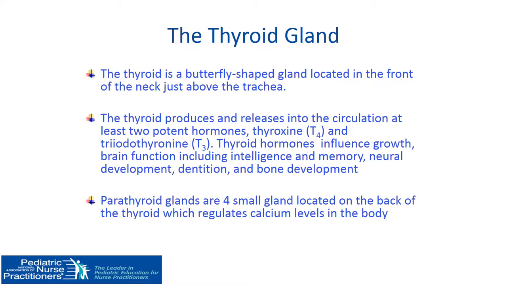So we'll start with a little overview, the thyroid gland. The thyroid gland is a butterfly-shaped gland located in the front of the neck, just above the trachea. The gland produces and releases into circulation at least two potent hormones, thyroxine, T4, and triiodothyronine, T3. These hormones influence almost everything in the body. It influences growth, brain function, including intelligence and memory, neural development, dentition, bone development, amongst other things. Behind the thyroid gland, there are four small glands called the parathyroid glands. They're located on the back of the thyroid gland, and they regulate the calcium in the body. And that we'll get into more detail when we get into the surgery and why that's important.